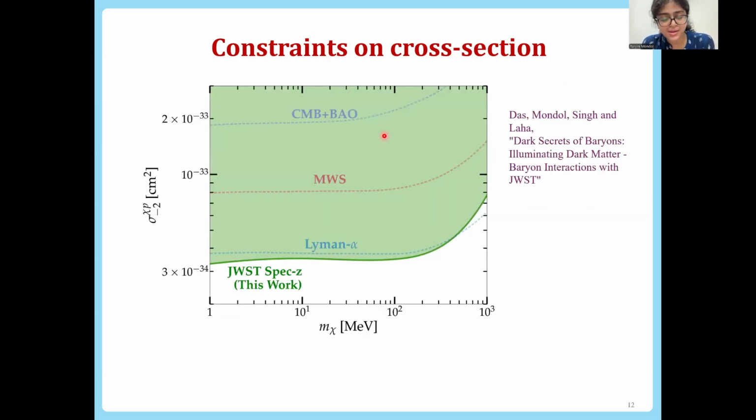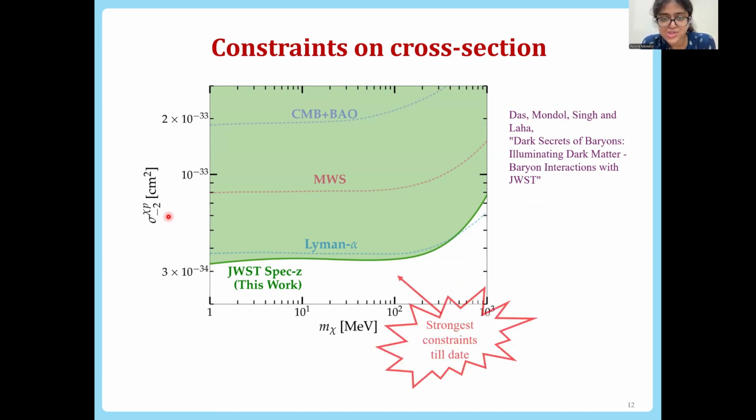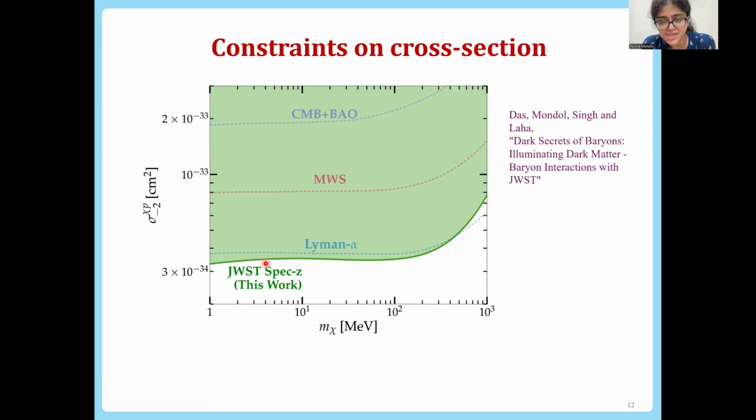And remarkably, we find that for one of our cases, where the dark matter is interacting with the proton with 1 by v squared dependence, our limits are the strongest, which is shown by the green shaded region in this plot. And this is with a limited number of data, and we expect that as more and more data comes and JWST observes more galaxies, all our constraints would get strengthened.